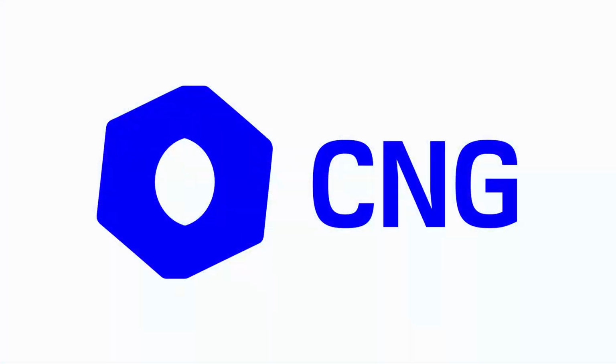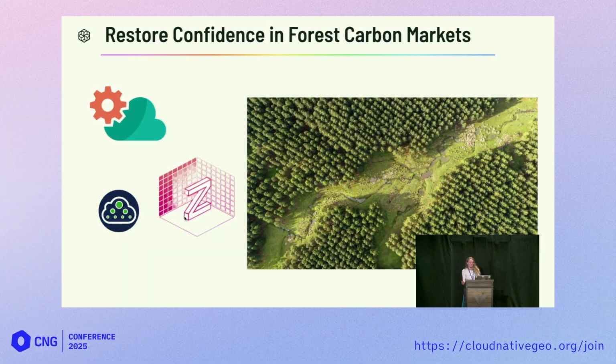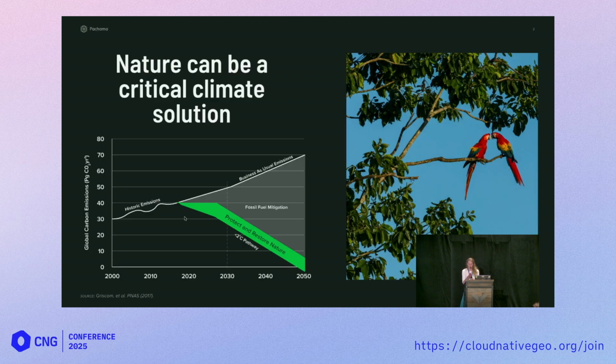So today we're going to talk about how we can restore confidence in carbon credit markets using cloud-native geospatial technology. I want us to imagine a world where there's standardized benchmarks and easier data access to key data sources like LiDAR that provide insights. So we all here should know that nature is a critical climate solution and part of the path to mitigating climate change, and forests are deeply important.